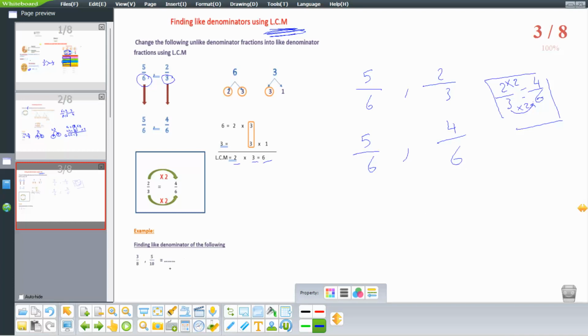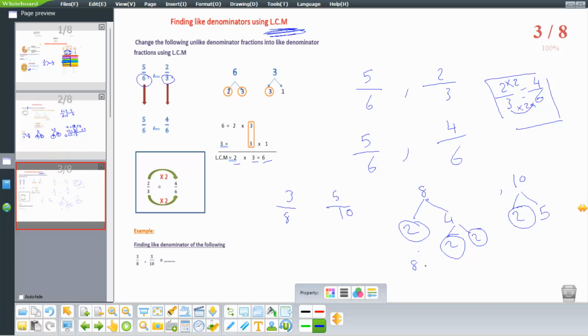Okay, let's think about another one. If I want to find the common denominator of 3 over 8 and 5 over 10. Okay, let's factorize. 8 will be 2 times 4, and 4 will be 2 times 2. Circle the prime factors. Okay, and factorize 10, it will be 2 and 5. Both of them are prime factors. So let's find the LCM.